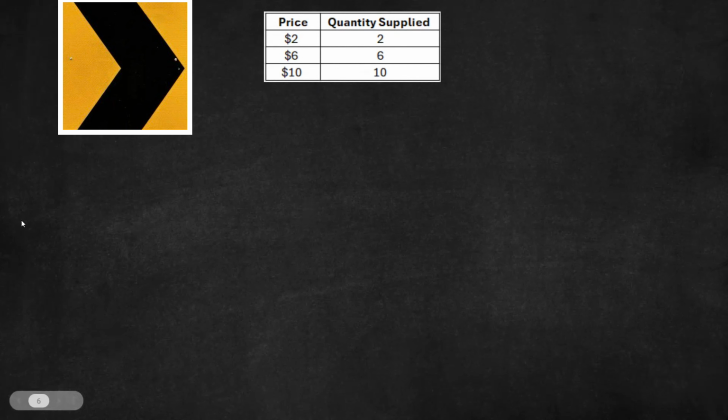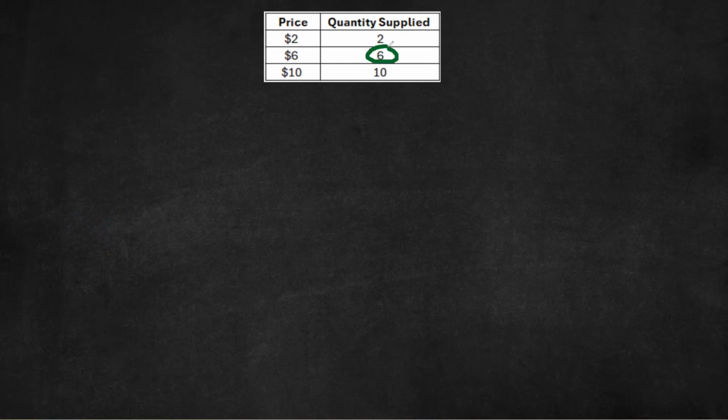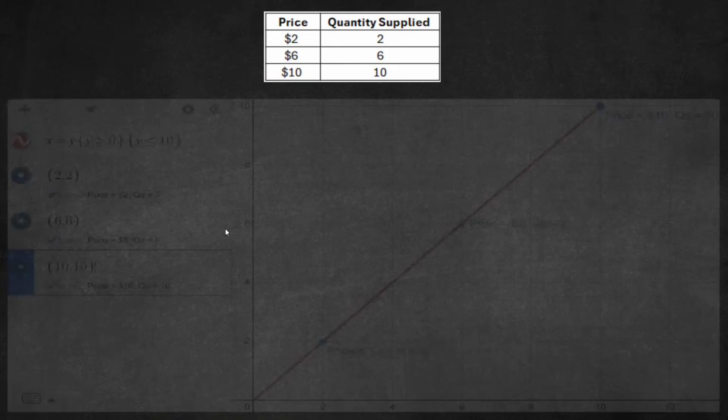And as our price increases, we can see at $6 we're going to have a quantity supplied of 6. So that tells us as the price goes higher, we're going to produce more and more. And as we get on down to a price of $10, we're going to show that, hey, let's make even more as the price goes up, and our quantity supplied will move on up to 10. So what does this look like graphically? Let's go ahead and take a look at what that is.